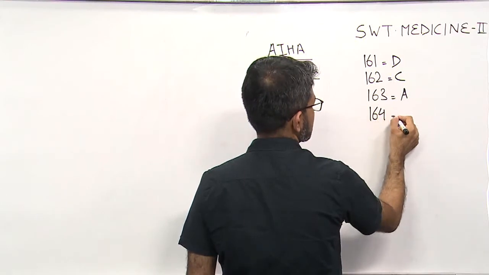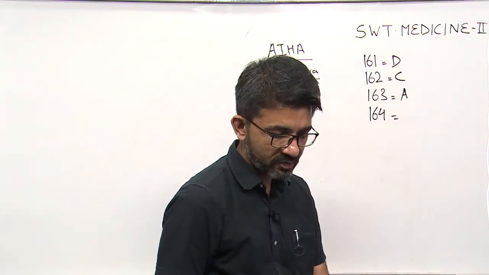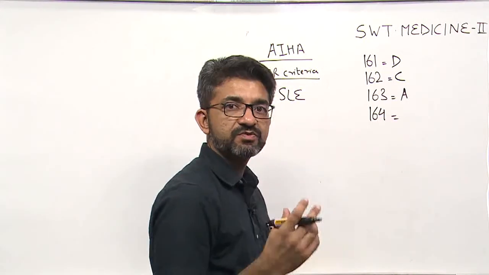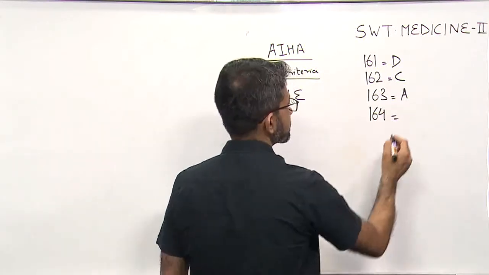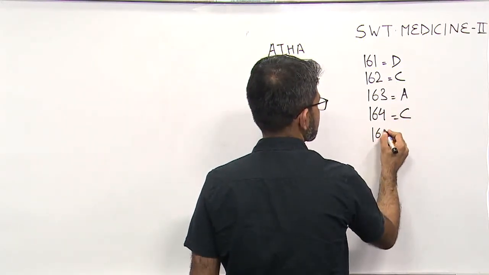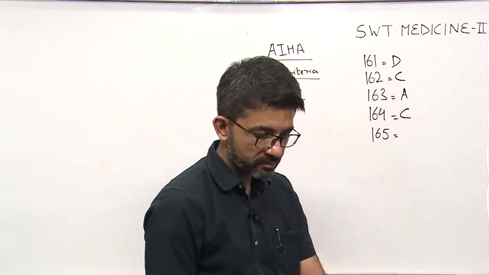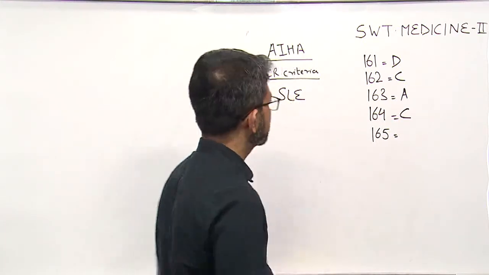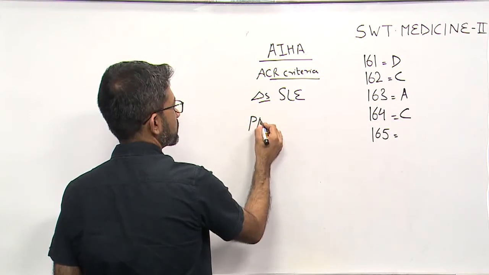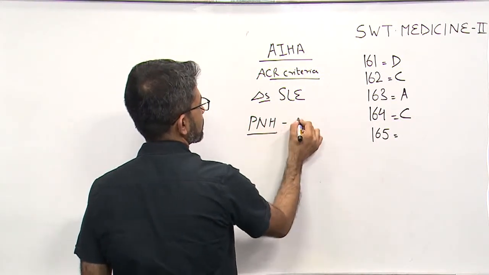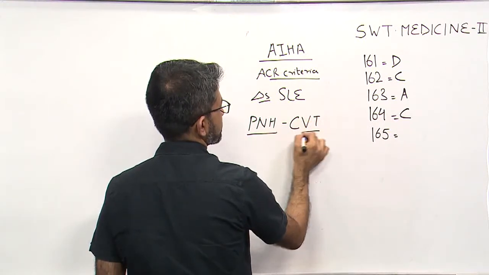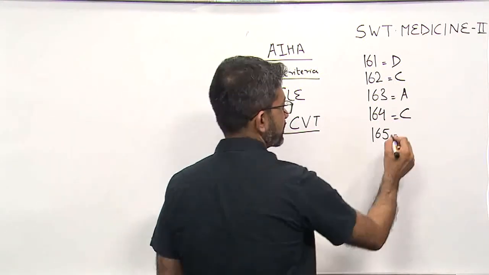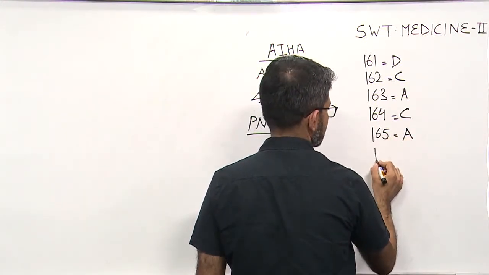Question number 164, hereditary spherocytosis, MCV is less, it is not more, they are spherocytes, right. The answer is C, 165. You know, in PNH, there is a grave risk of cortical cerebral venous thrombosis. Remember, life-threatening complications of PNH. So, answer is A, venous thrombosis.